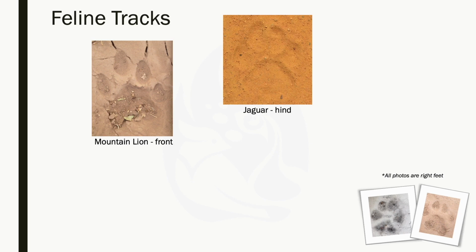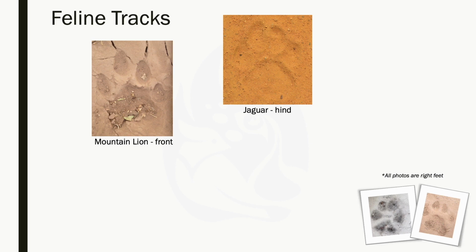So compare that here to a jaguar track. This is a hind track. Jaguars in particular, it's a little meatier track, not quite as sharp edges, but you can also see it's got classic feline characteristics. Now, because it's a hind track, there's not as much asymmetry, but still a little bit.